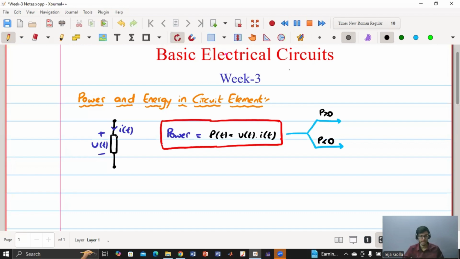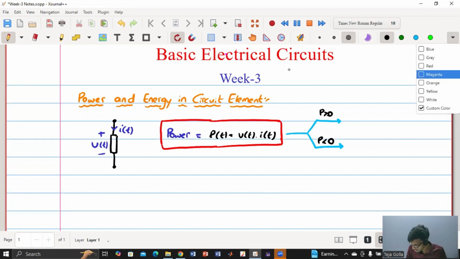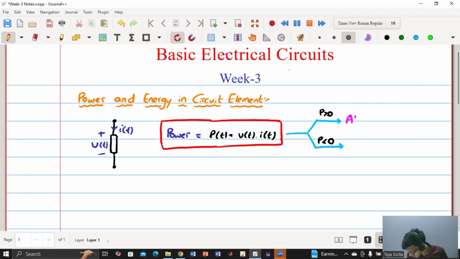What does it mean by P greater than 0? It means power is positive, so voltage and current are positive. There is a positive voltage across that element and it is drawing the current. So it is consuming the power. It is absorbing power.